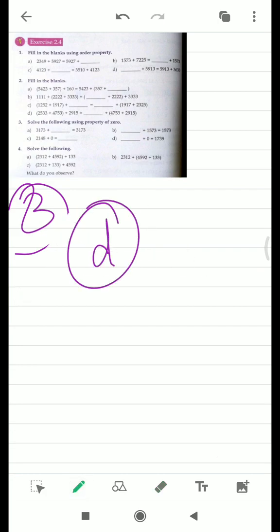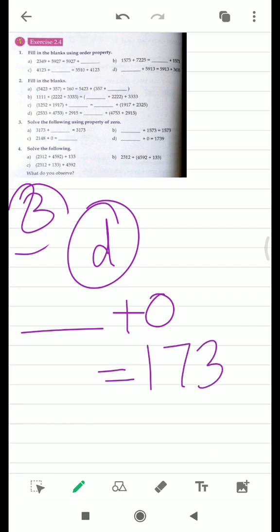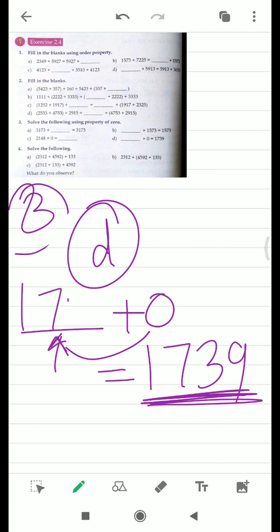So D part now. Add 0 and we get 1739. There must be an addend to which we add 0 and then we get this again. Then it has to be the number itself here. Only then we'll get the number as a sum, right? So it has to be this number again.